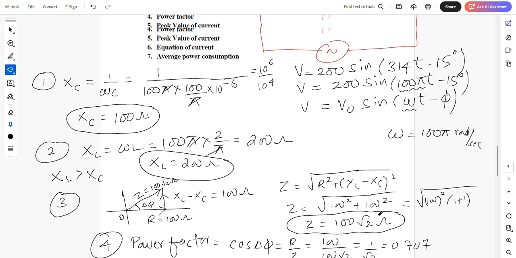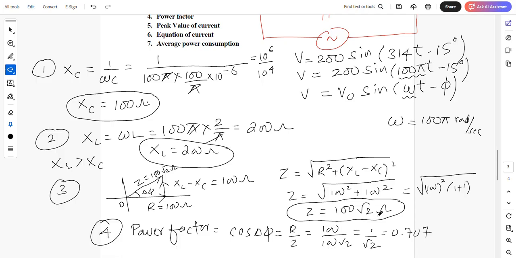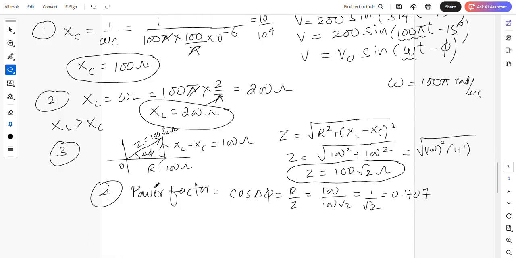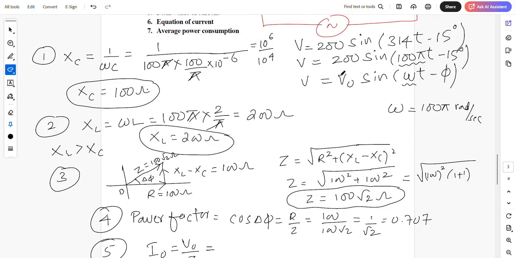After power factor, what you have to calculate? Peak value of current. How to calculate peak value of current? I naught is equal to V naught by Z. Understood? How much is V naught? Compare here. Directly they have given. V naught is how much? 200.